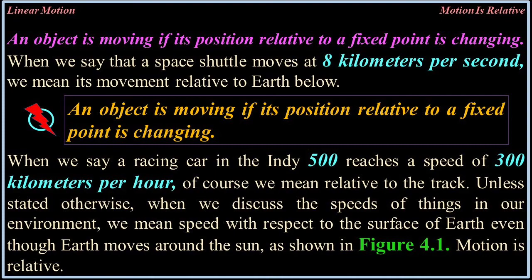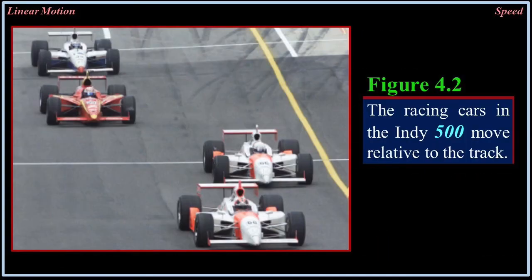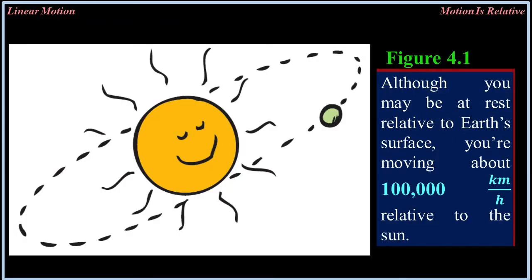Unless stated otherwise, when we discuss the speed of things in our environment, we mean speed with respect to the surface of the Earth, even though Earth moves around the sun, as shown in figure 4.1. Motion is relative. Figure 4.2: the racing cars in the Indy 500 move relative to the track. Although you may be at rest relative to Earth's surface, you're moving about 100,000 kilometers per hour relative to the sun.